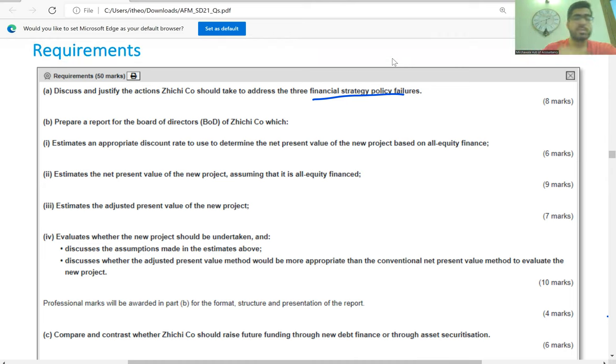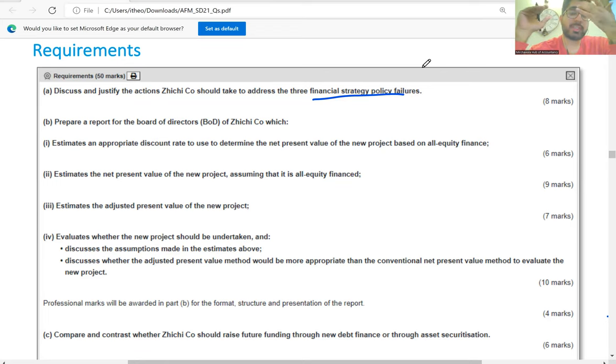Another policy failure was using a fixed discount rate of 10%. So use a specific discount rate for each project. Justify: every project carries different risk. High risk projects should have high rates. If you use the same lower rate for high risk projects, the NPV is artificially high. For low risk projects, the rates should be low. If you're still using a high rate, the NPV would be low. That was the discussion done.